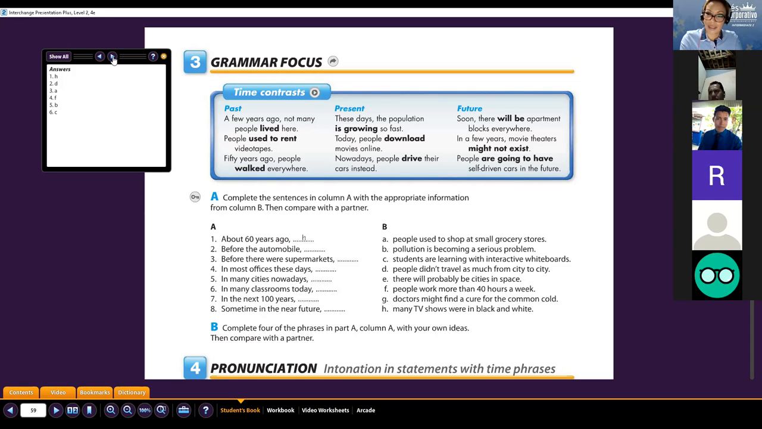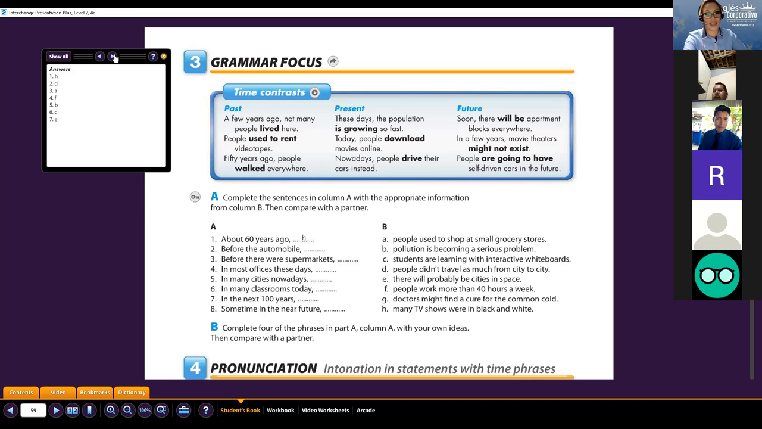Seven. Okay, Andrew. Sure. Okay. Seven. Yeah, okay. Please. In the next 100 years, there will probably be cities in space. Yes, that's correct. Letter E.